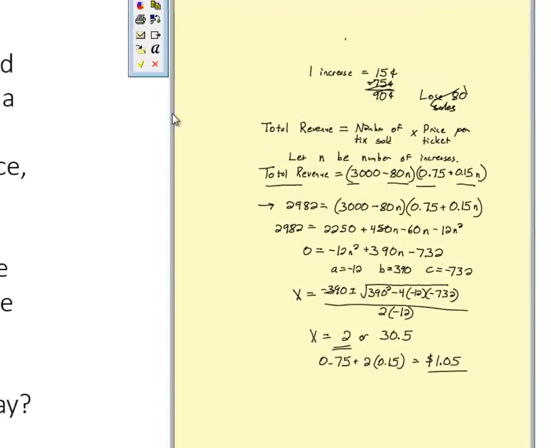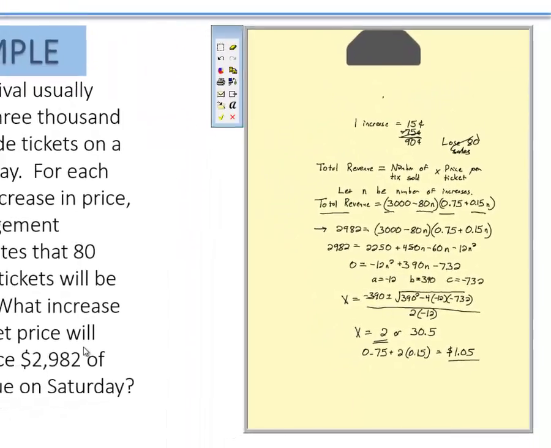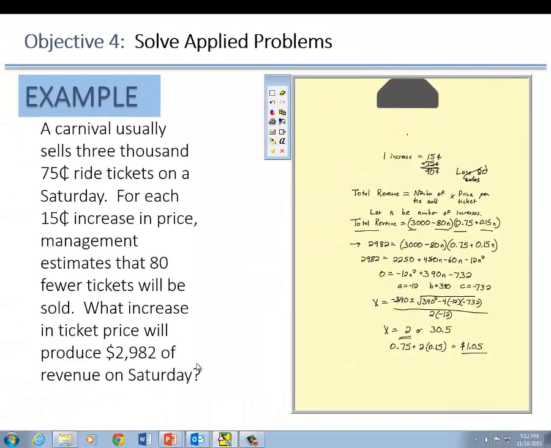So to answer the actual question, the question was what increase in ticket price will produce that revenue? Well, the increase in ticket price was 2 increases. That is to say, it's a 30-cent increase.